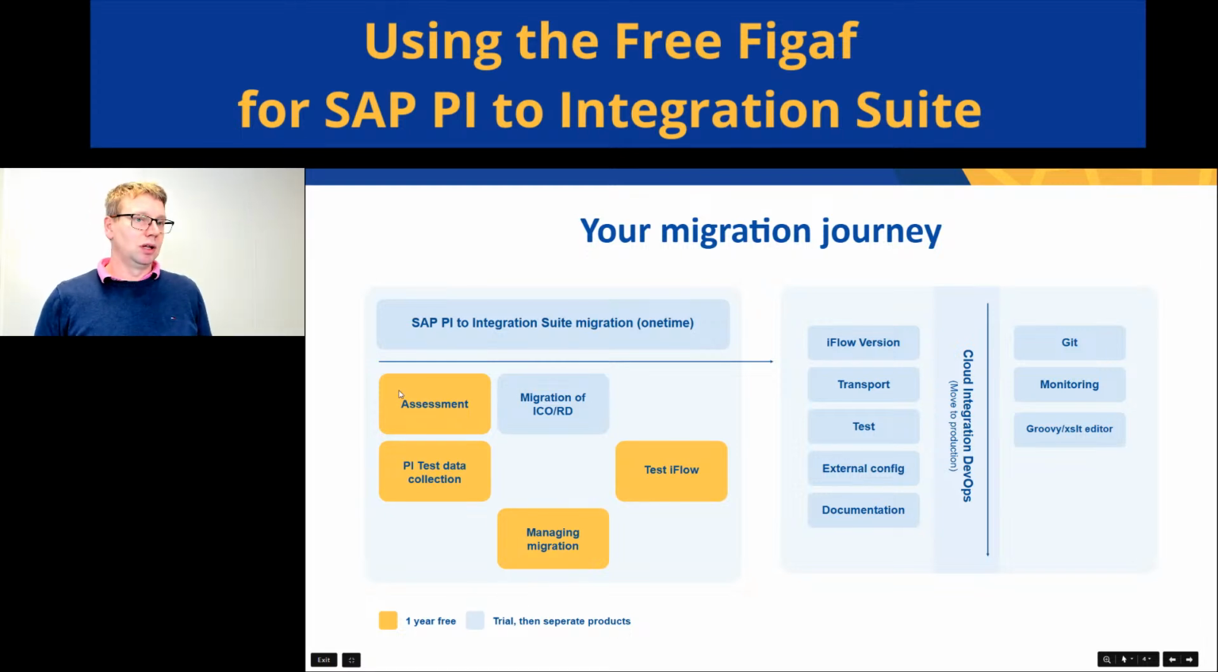We have our assessment tool. We'll cover these in more detail later, so just so we have an idea about it. Understanding what's going on in your landscape, what PI systems you have connected. We have this test data collection. This is about taking data from your PI system and migrating it to test cases for the iFlows. And then there's this overview managing dashboard of your integrations. We also have our own ICO, our receiver determination migration, that makes sense in a number of different scenarios. So we recommend that you do explore that.